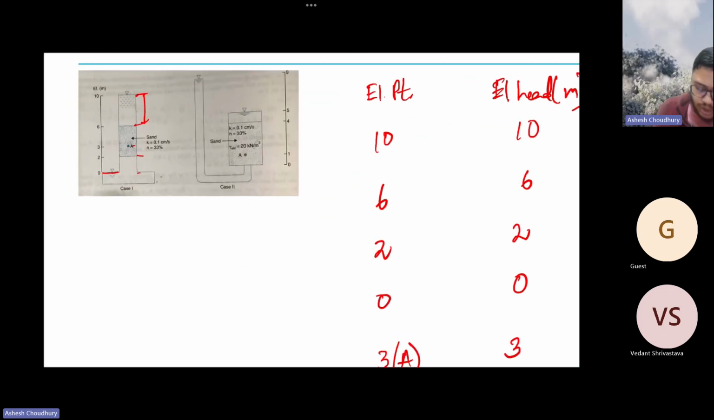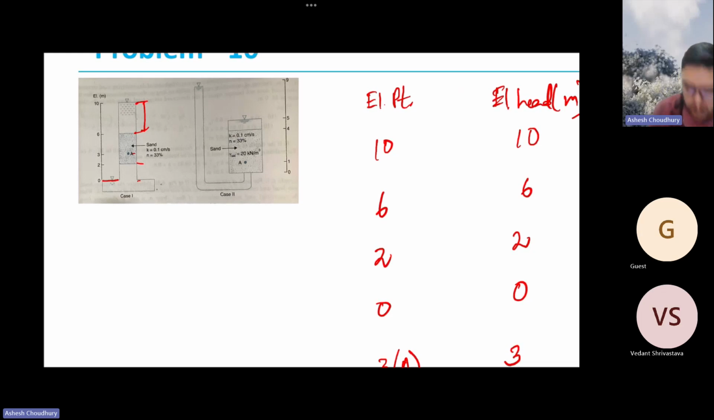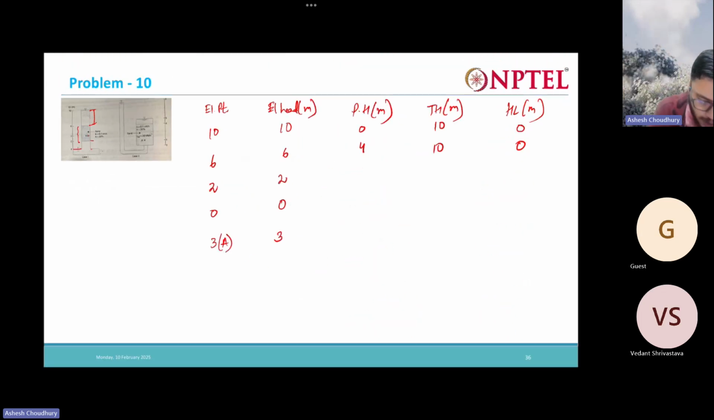Now let us come to point 2. We will come to point 3 later. At point 2, we are considering that when the water passes through this soil, all of the head is lost. When it enters from entry to exit within the soil, all of the energy is lost.